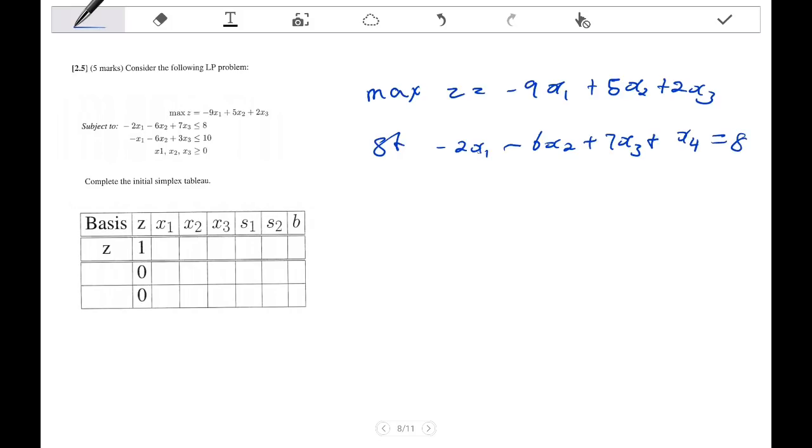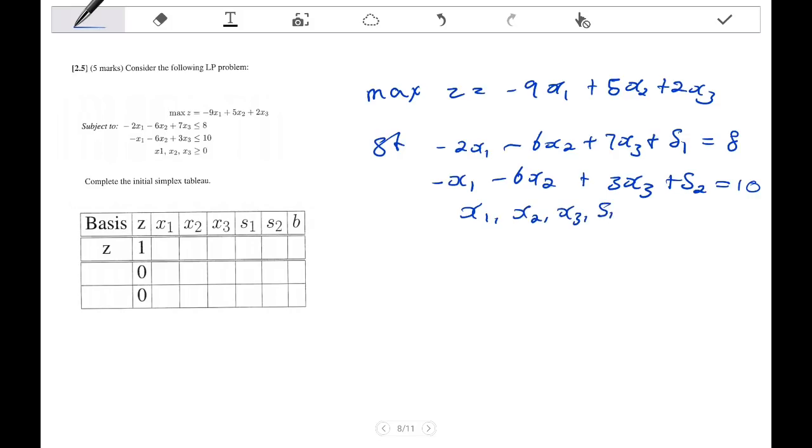Then for the next one, or let's call it s1 as they did here, because if we call it s4 it's going to cause confusion. Let's call it s1 is equal to 8. So for the second constraint is minus x1 minus 6x2 plus 3x3 plus s2 is equal to 10. Then restrict all of them, don't forget x1, x2, x3, s1, s2 are all greater than or equal to 0.